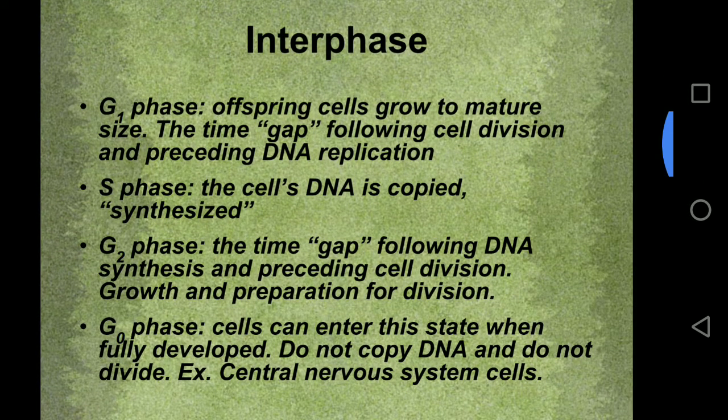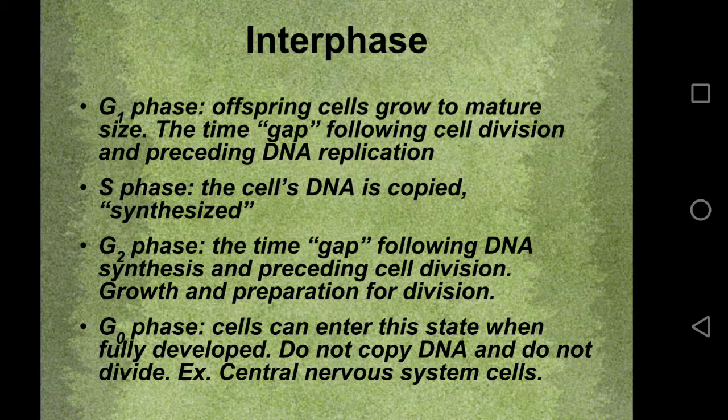So interphase is broken down into three subphases. You have G1, often referred to as gap 1, and in this particular subphase, the cell is going to increase in size. It's going to add cytoplasm, cell membrane, increase its organelle production, pretty much getting all of its contents ready to be split into two.